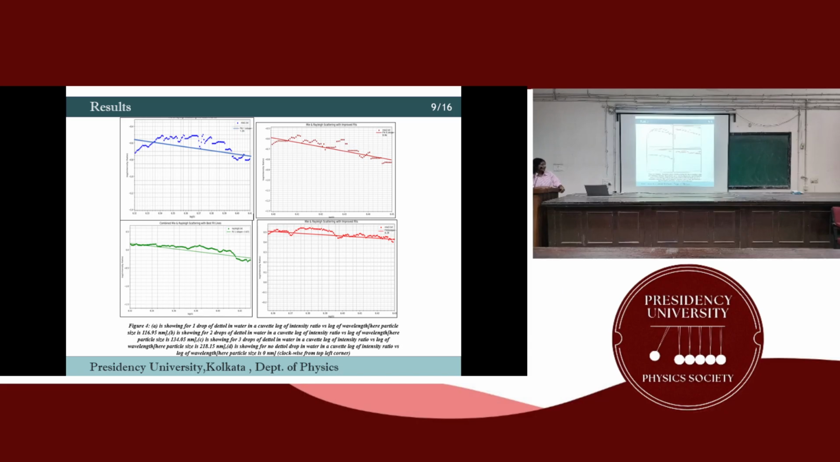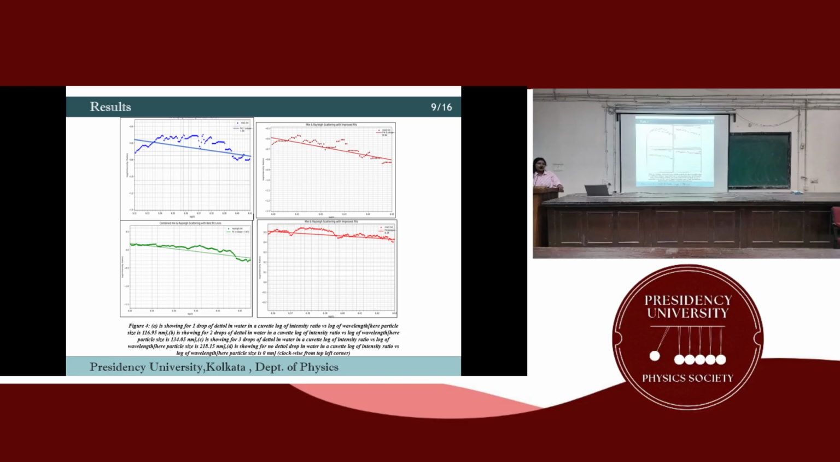This is the Rayleigh scattering, where the cuvette contained only plain water. I am considering just plain water, and I have gotten a slope value of around minus 3.67, which is considerably close to minus 4. I am considering that the slope is around minus 4, and this is the Rayleigh. It is the log of intensity ratio versus log of lambda.